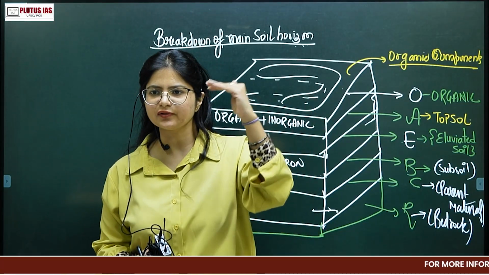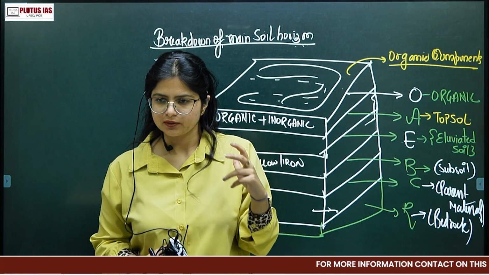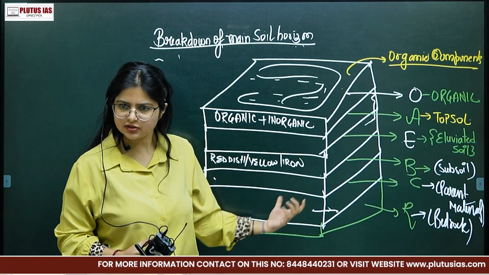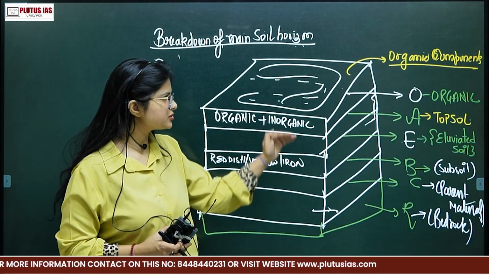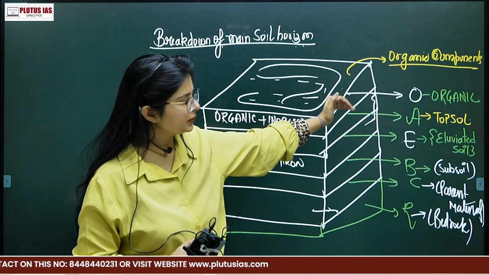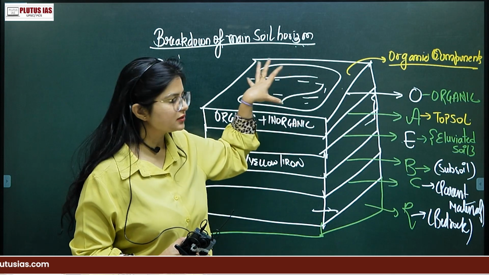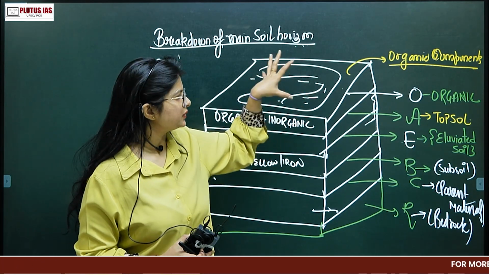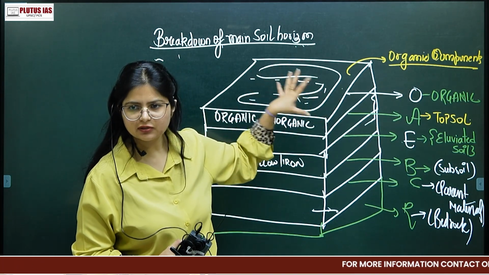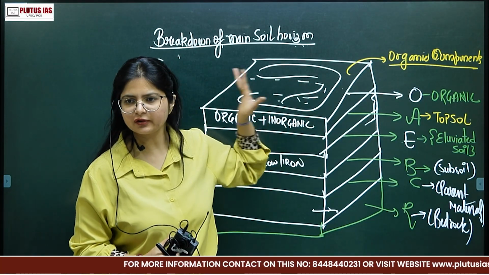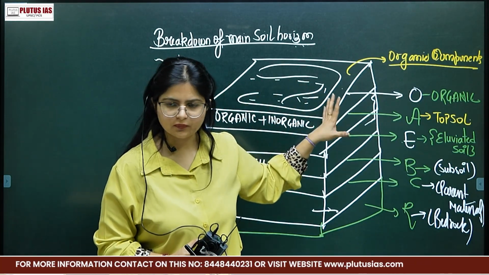We have different layers of the soil, right? Each soil horizon has different characteristics. We are layering the soils. The first one that we have is O. O represents the organic layer. That means the top soil, this organic layer, is going to have organic material. The dominance of organic material is going to be more.